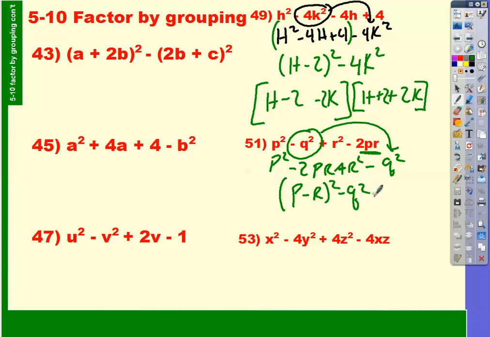At this point, you should see where this goes. I'm not going to finish it. And then the final one, well, I'll just give you the answer. It's p minus r plus q times p, that's a p. How's that? Minus r minus q.